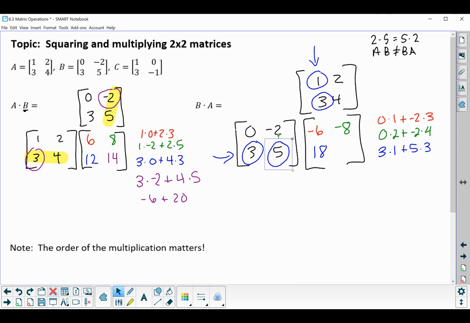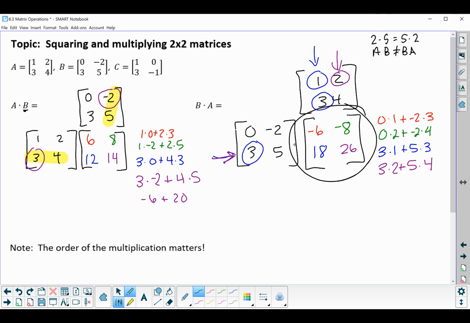And then our last element is going to use this column and the bottom row. So the 3 multiplies by the 2 this time, and the 5 multiplies by the 4. So 26. And so this would be our answer to this product. So just be careful. Remember that you're always using columns from that top matrix, and you're always using rows from that bottom matrix to get your answer.